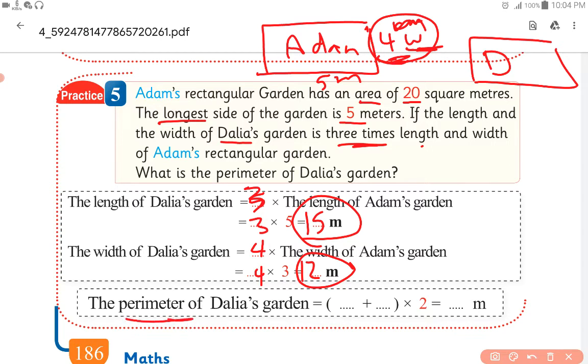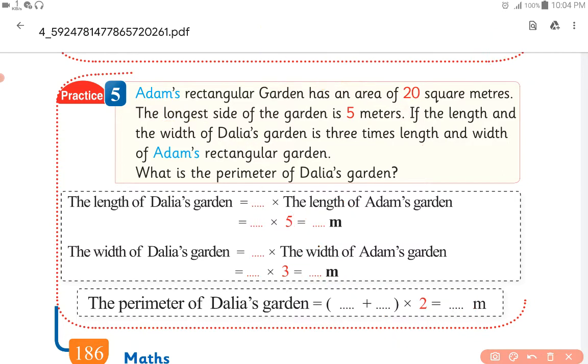ابدا احسب perimeter of garden بتاع داليا يبقى 15 and 12. 15 plus 12 all times 2 يبقى هنا 27 times 2 ونحسبها مع بعض. 2 times 7 it will be 14 carry up 1. Okay 2 times 2 equal 4 و1 يبقى 5. يبقى 54 متر.